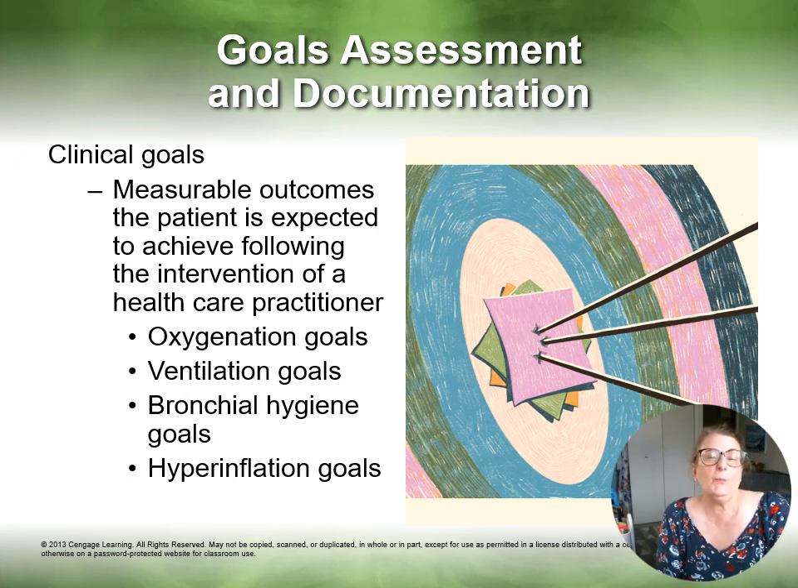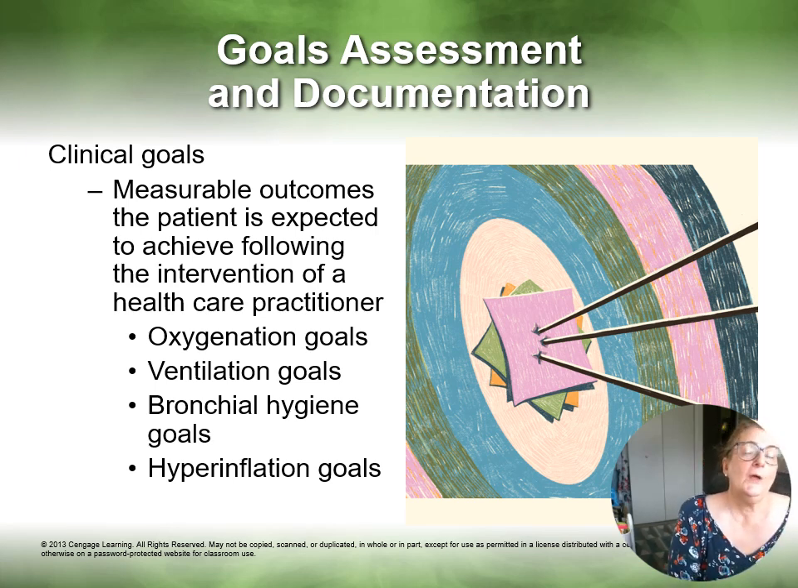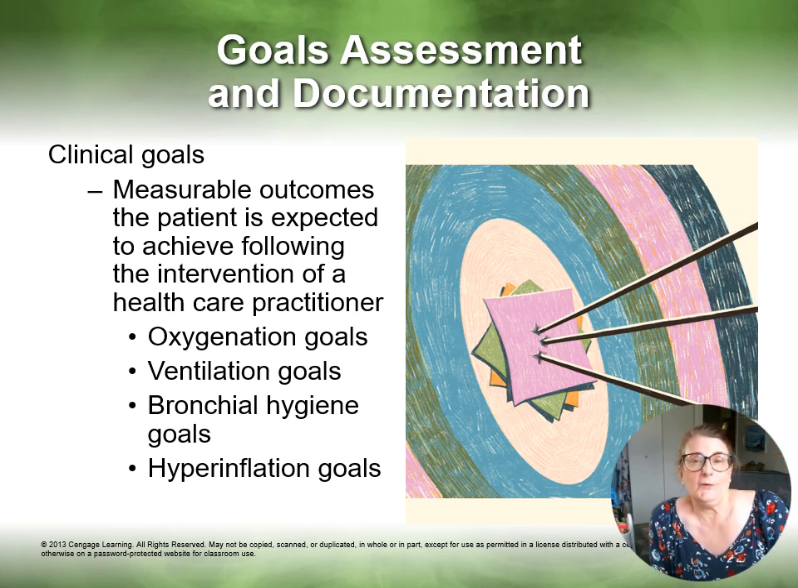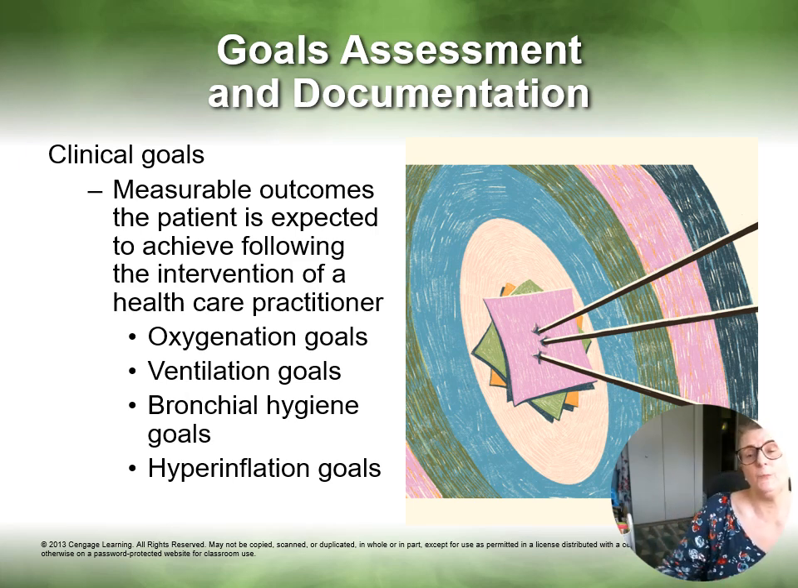Measurable outcomes are what the patient is expected to achieve following an intervention of the healthcare practitioner. So, like O2 to keep oxygen greater than or equal to 90%. You document an oxygen saturation of 88% on room air. You place the patient on 2 liters nasal cannula, and you document at rest an oxygen saturation of 92%. All of that would relate to oxygenation goals. That goal in the patient orders is set. Ventilation goals can be similar, as can bronchial hygiene.